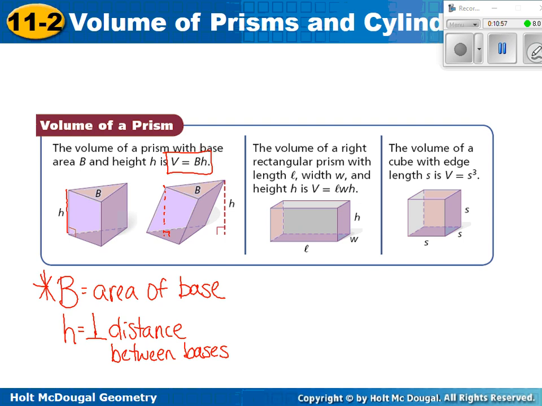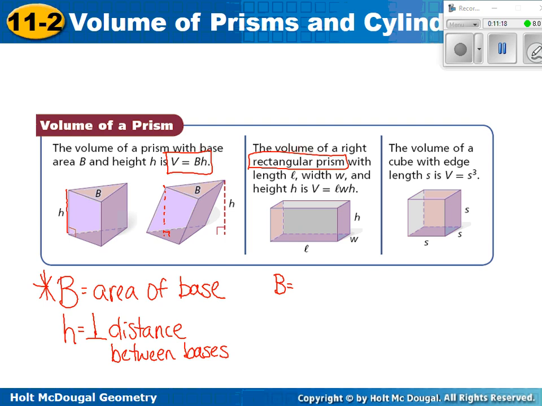Capital B is going to change based on your base. If your base is a square, you'll use the area formula for a square. If your base is a circle, you'll use the area formula for a circle. That's why all those formulas we learned last chapter are going to come into play in this chapter.